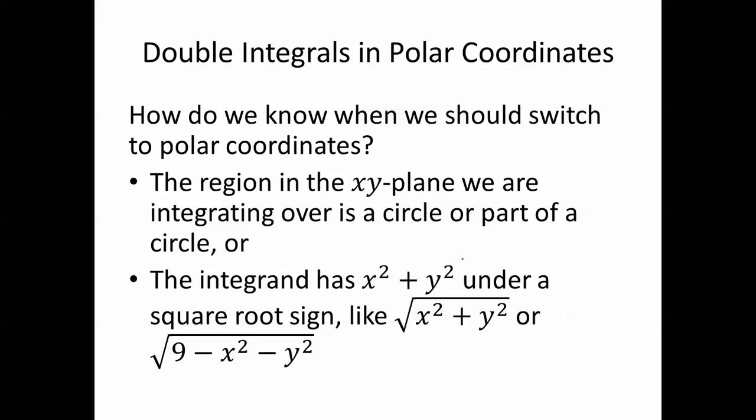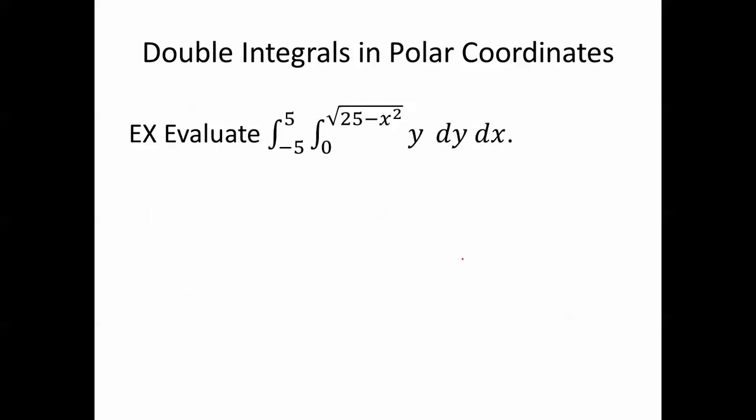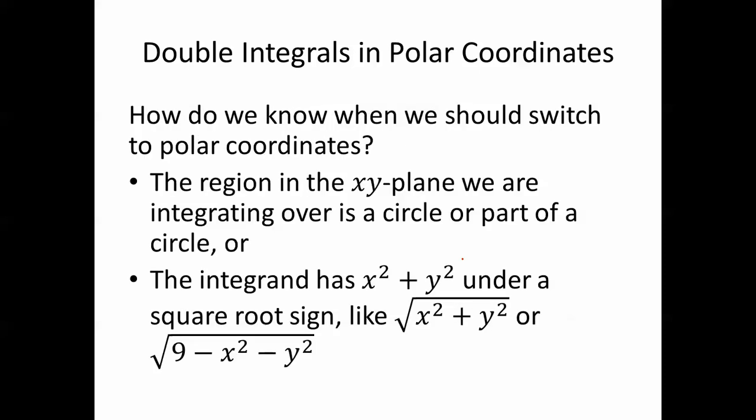The region in the xy plane we're integrating over is a circle or part of a circle. Turns out that that's what we have here, but it's not obvious. You'll see later why that's the case. Or the integrand has x squared plus y squared under a square root sign, like square root of x squared plus y squared, or square root of 9 minus x squared minus y squared, or as we saw in the previous problem, 25 minus x squared minus y squared, all under the square root sign.